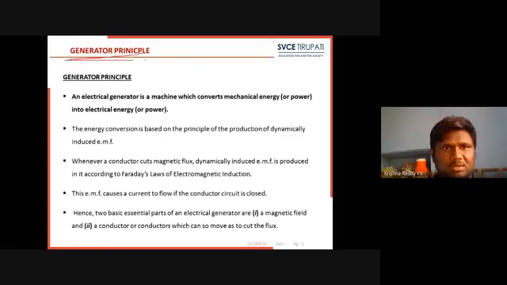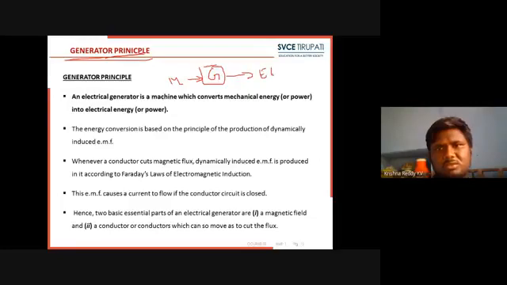Generator principle. Here the generator takes mechanical energy as the input and gives electrical energy as the output. An electrical generator is a machine which converts mechanical energy into electrical energy. The energy conversion from mechanical to electrical is based upon the principle of Faraday's law of electromagnetic induction. The principle is the production of dynamically induced EMF.